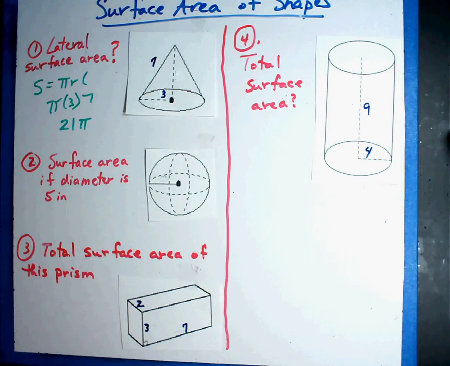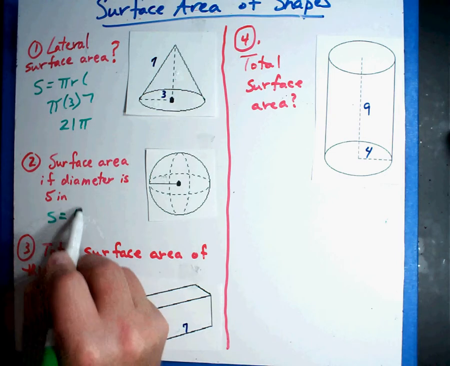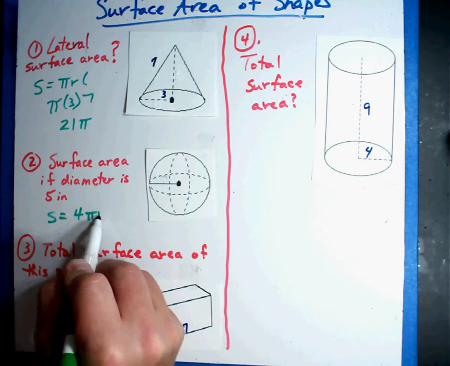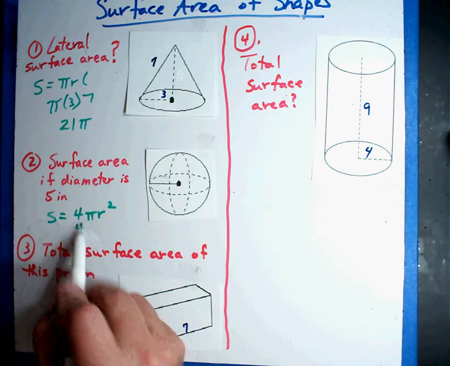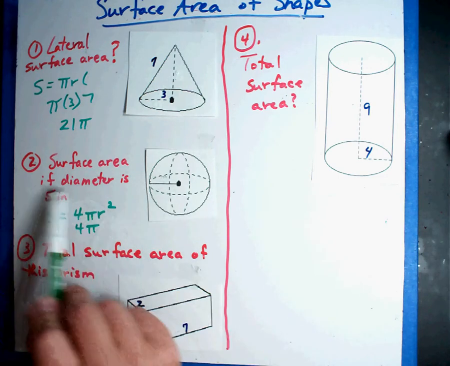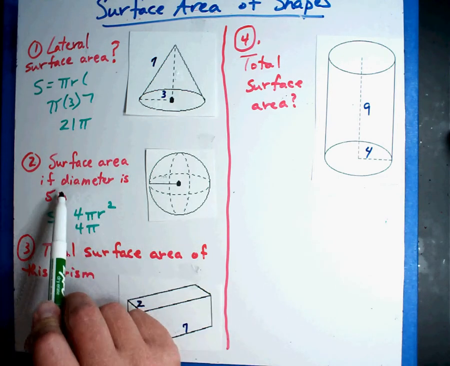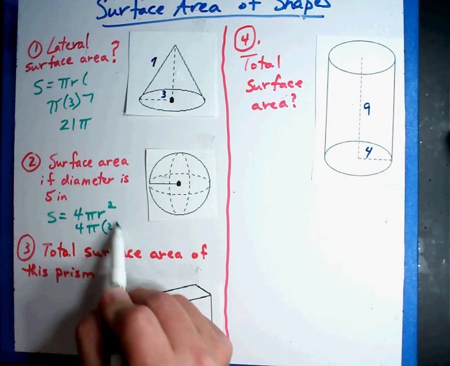For a sphere, the surface area equals 4 pi r squared. Now notice I'm writing the formula every single time. 4 times pi, and then the radius squared. Well, it says the diameter is 5, so the radius is half of that. So it's going to be 2.5 squared.